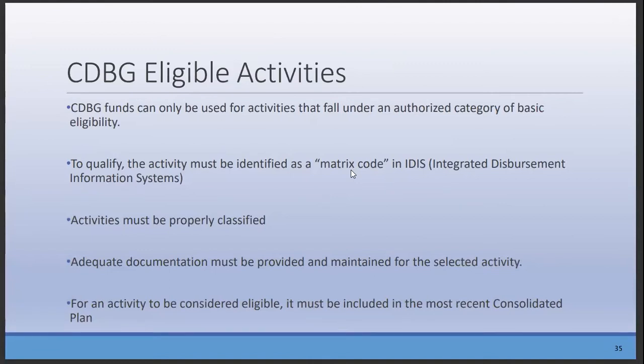We report on a variety of things in HUD's database that is called the Integrated Disbursement Information System, or IDIS. One thing we must enter into IDIS is a matrix code that is affiliated with the eligible activity. Questions populated by IDIS are based upon which matrix code is selected. Therefore, activities must be properly classified so that the correct matrix code is entered. Adequate documentation must be provided and maintained for the selected activity so that we can accurately report program outcomes into IDIS. The RFP lists all eligible activities available to prospective applicants, which is based upon the most recent consolidated plan.